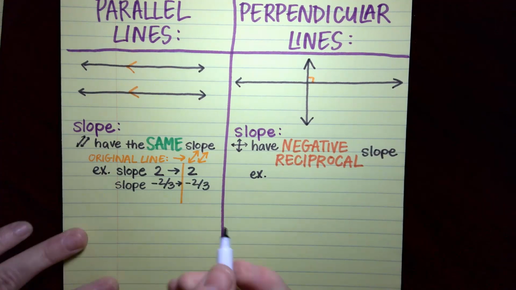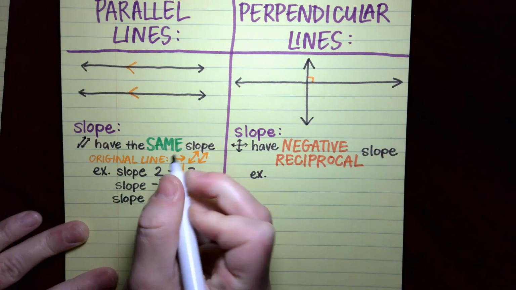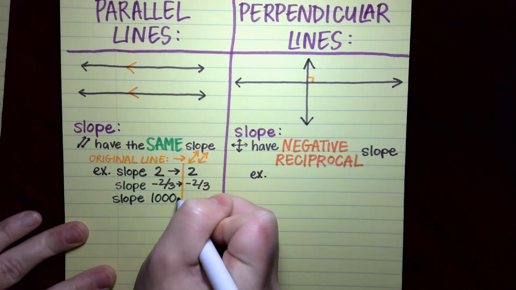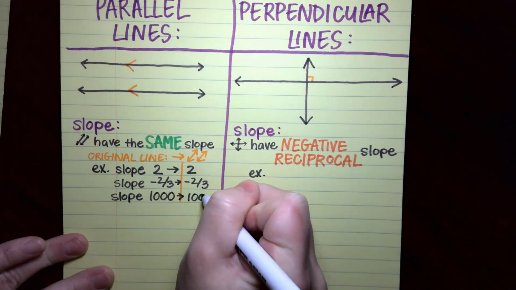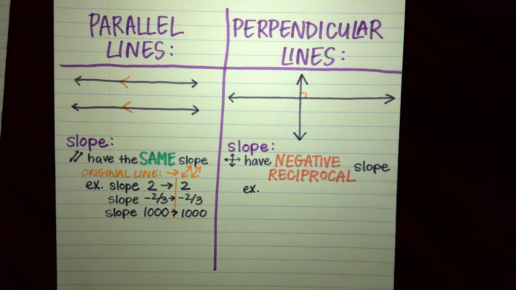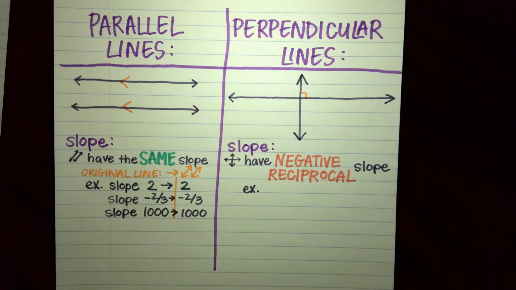Okay, and one more just for good measure. What if my slope was 1,000? It would stay the same. It would be 1,000. Good. So parallel lines, when we're trying to write the equation of a line that is parallel, that slope will never change.